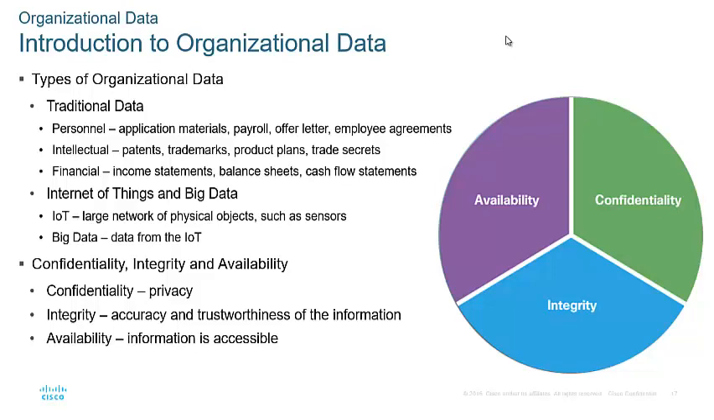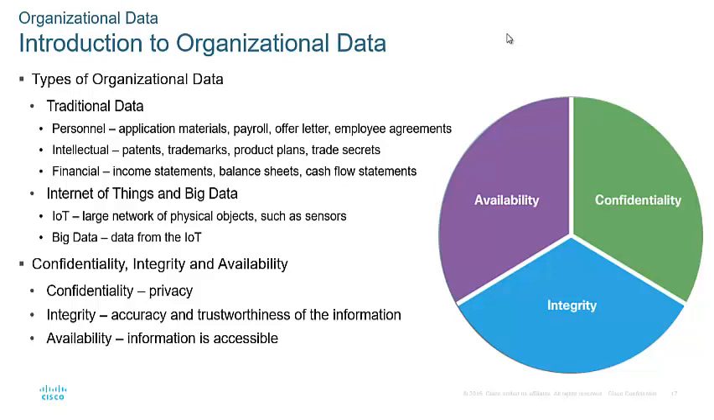And then we have Internet of Things and big data, which are also organizational data. Under it, we have Internet of Things. And what is Internet of Things? It is a large network of physical objects such as sensors. And then big data is the data that comes out from Internet of Things.